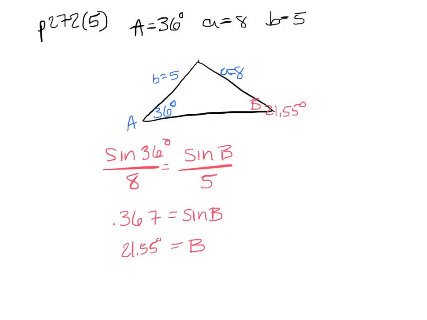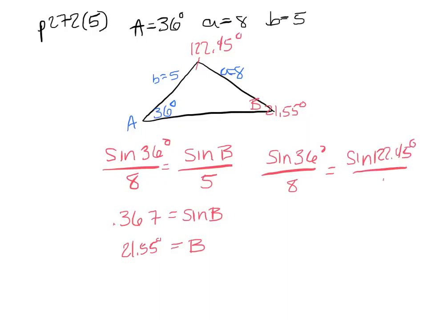Okay, so then I take 180 minus 36 minus 21.55, and we get 122.45 degrees. That's a bummer. Okay, now we have to find our third side. We can do that by going sine of 36 degrees over 8 equals the sine of 122.45 degrees over C. And then once again going to cross multiply and divide. And I get 11.485 for C.